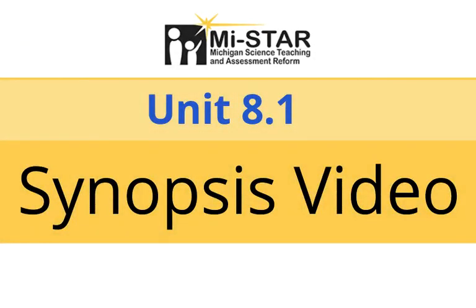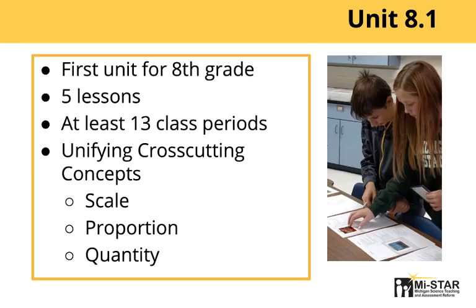Welcome to the Unit 8.1 Synopsis video. This video gives a big picture look at Unit 8.1, introducing the unit challenge scenario, the flow of lessons, and the background content required. Unit 8.1 is designed for 8th grade and is the first unit for the school year. It's comprised of 5 lessons, including the unit opener and unit closer, requiring a minimum of 13 50-minute class periods. The semester unifying cross-cutting concepts are scale, proportion, and quantity.